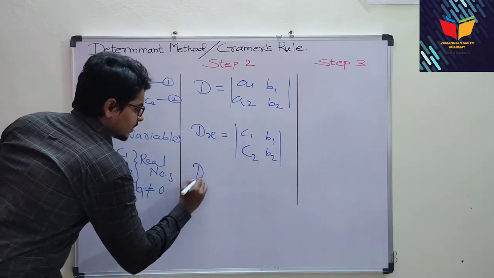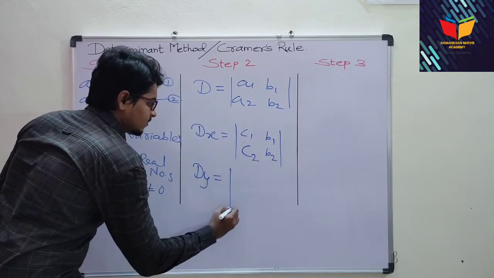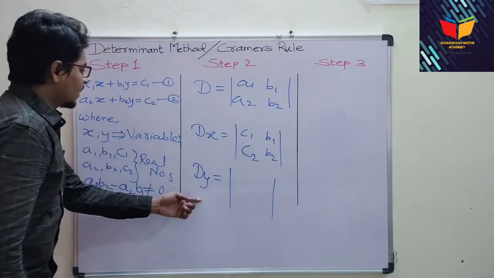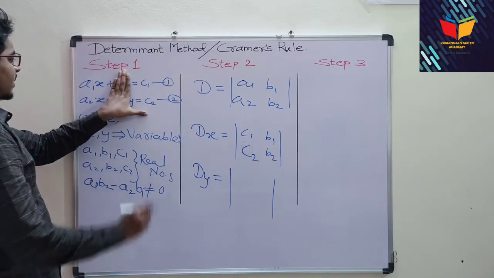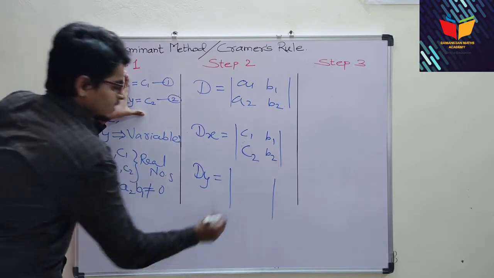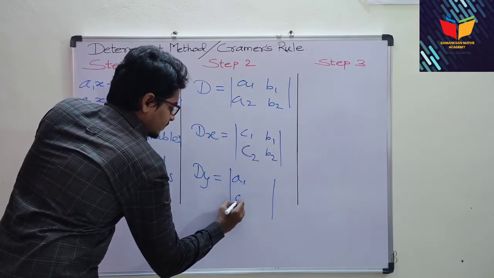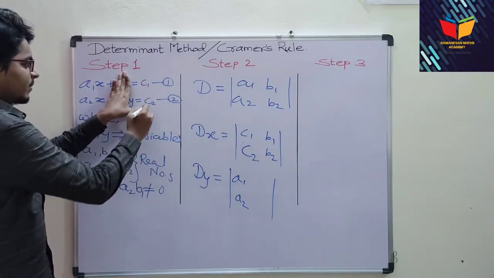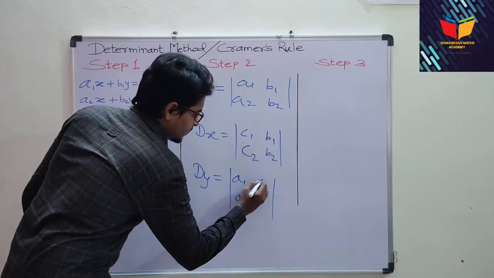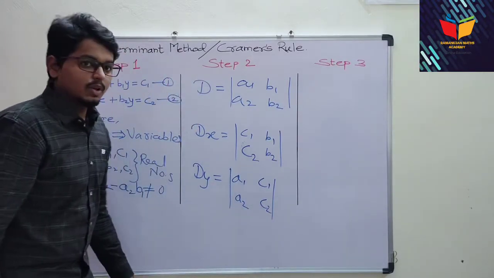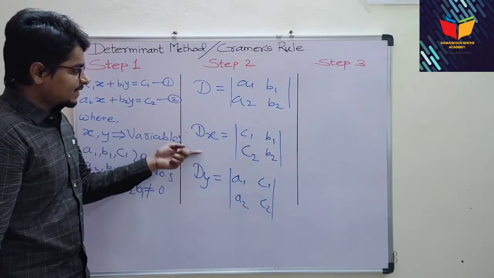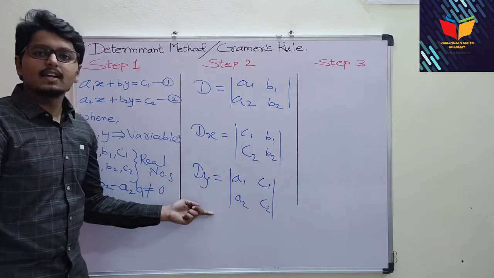Similarly for dy, now I hide the terms of b1y and b2y. So what remains here, a1x and a2x, so a1 a2, and the remainder is c1 c2. Remaining terms are c1 and c2. So we got these three determinants, d, dx and dy.